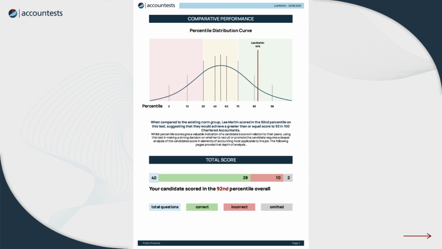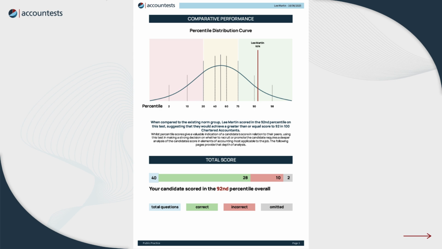If we go through to the next page, this is the most important. At the top of the page you'll see the bell curve. This is where you can see how your candidate did compared to our norm group. When we developed this test, we got a whole lot of appropriately qualified accountants to go through the question set to create a norm group, and then you're able to see how your candidate did compared to that norm group. How do they stack up against their peers when looking to see whether they've got the technical knowledge that you need?